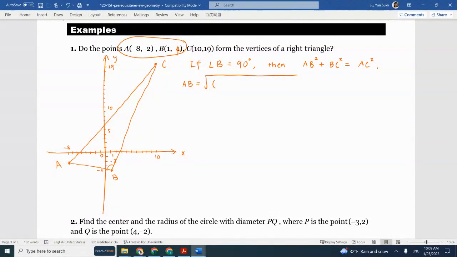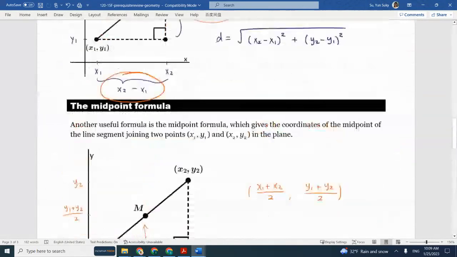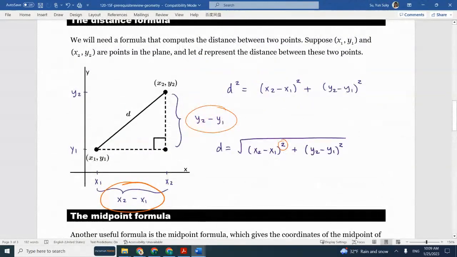You can let A be x1, y1, and let B be x2, y2, or you can let A be x2, y2, and then B be x1, y1. Because it's squared, the order does not matter. So you can use x2 minus x1 or x1 minus x2. We just need the difference of the x values, and then square it. And then the difference of the y values, and then square it. Whichever comes first does not matter because this is squared.